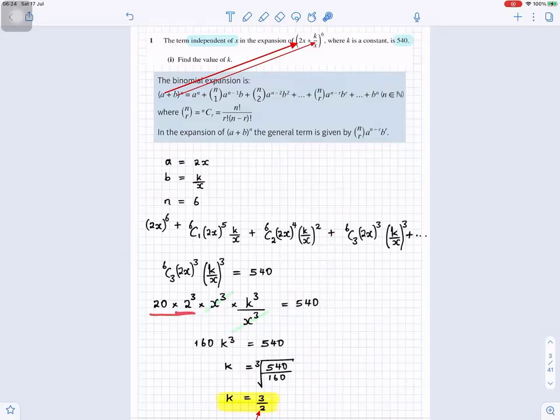So 20 times 2 cubed is 160, times k cubed equals 540. To get k, you do 540 divided by 160 and find the cube root of that. And that gives you k to be 3/2.